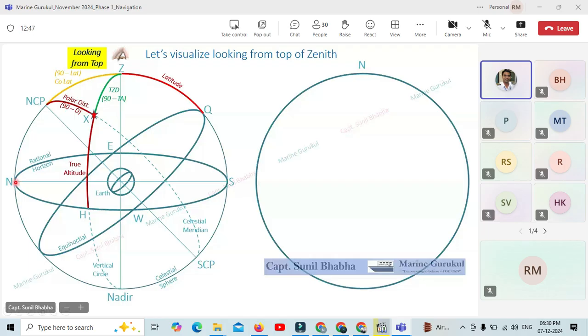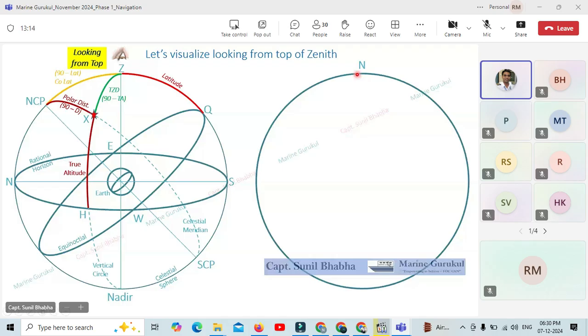Now you see we have this north point on the rational horizon. Now as per our sign convention, we show this north point on top of our rational horizon diagram. It matches up with our charts also. We have the north direction represented upwards. So here also in the rational horizon diagram, we represent the north direction up.